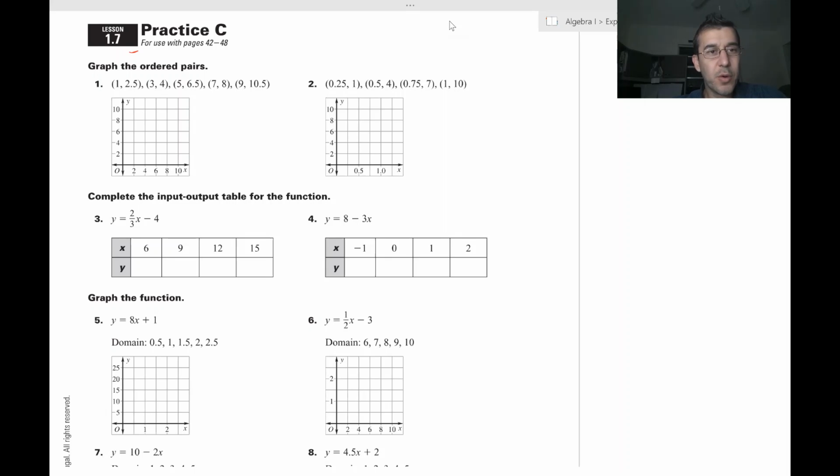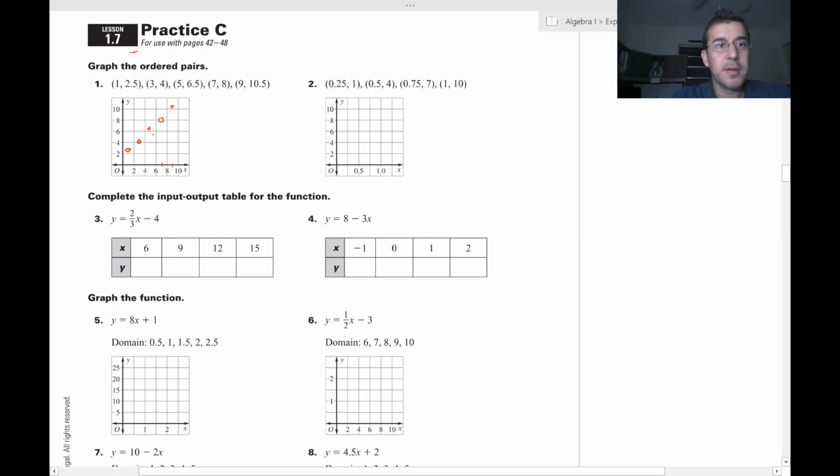Number 1, graph the ordered pairs. We have 5 points. The first point is 1 and 2.5, so it's somewhere there. Next point is 3 for x and y equals 4, so it's there. Then we have 5 for x and 6.5 for y. Then we have 7 and 8, and then 9 and 10 and a half.